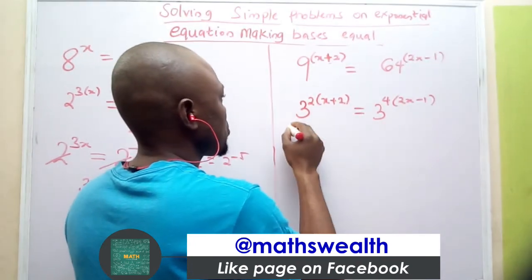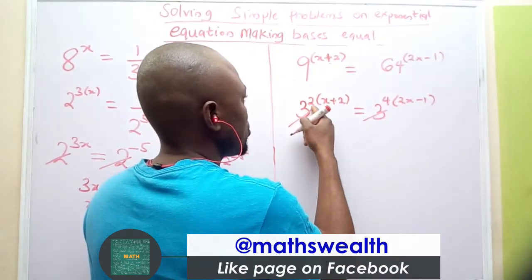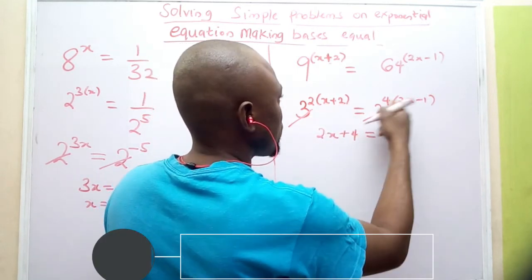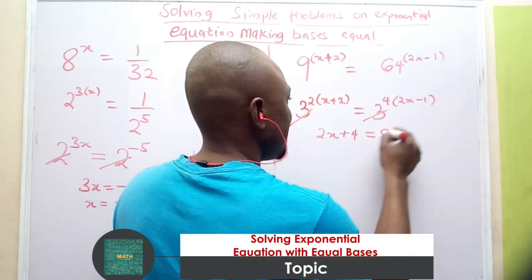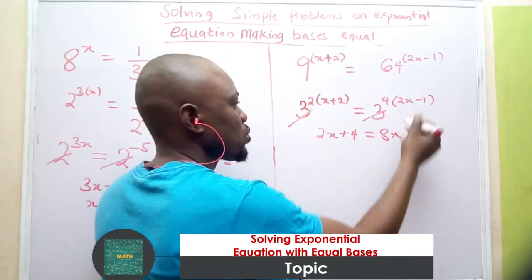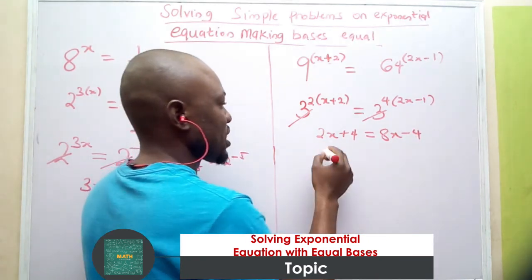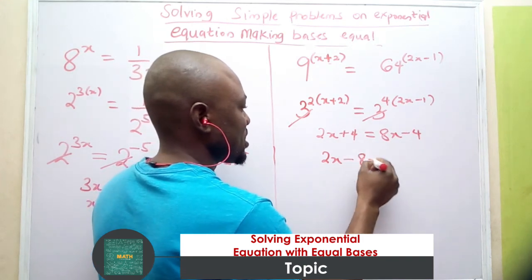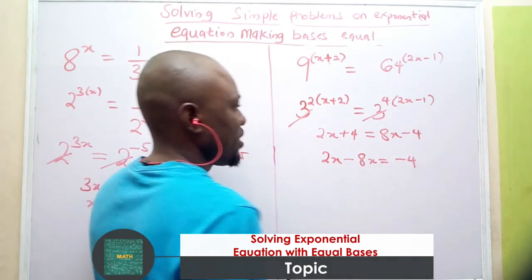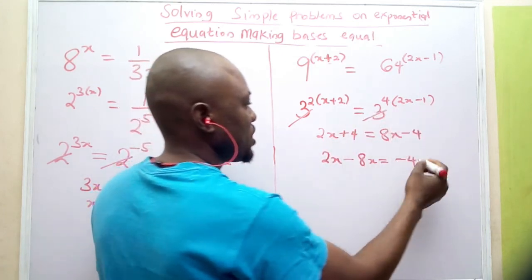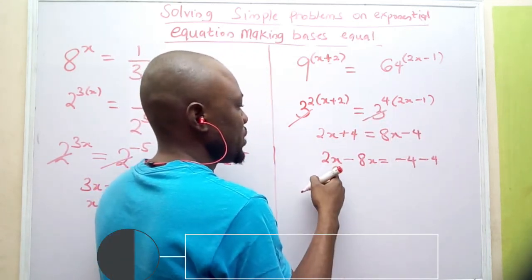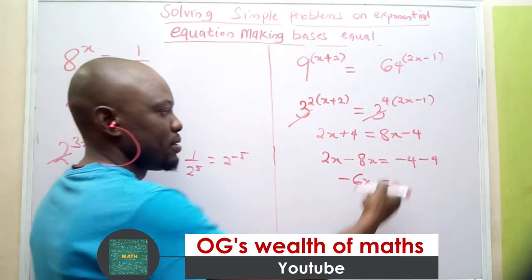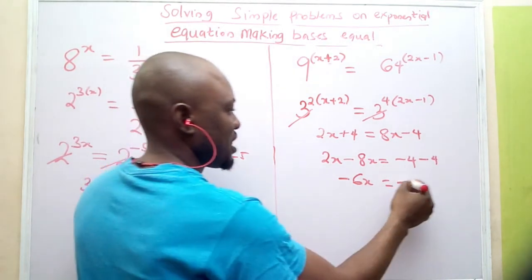So I'm going to strike out what they have in common. 2 times x will give me 2x, 2 times plus 2 will give me plus 4. 6 times 2x will give me 12x, 6 times minus 1 will give me minus 6. So I'm going to collect like terms. So 2x, this is 12x, we cross the equality and it becomes minus 12x, equals negative 6 here. The positive 4 crosses the equality and becomes negative 4. So 2x minus 12x will give me minus 10x equals minus 6 minus 4, which gives minus 10.